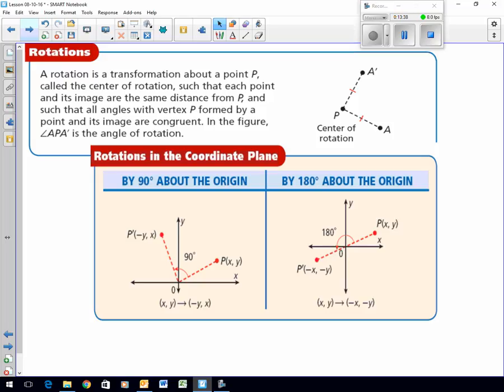Rotation: a transformation about a point, the center of rotation, such that each point and its image are the same distance from P. The angle formed by a point, the vertex, and its image are congruent. What's congruent mean? Same or identical. Remember, whenever I rotate something, everything remains the same. We call that isometric, or isometry.